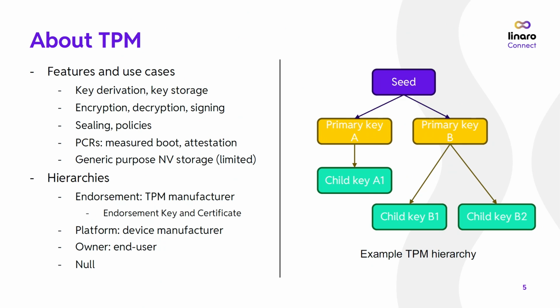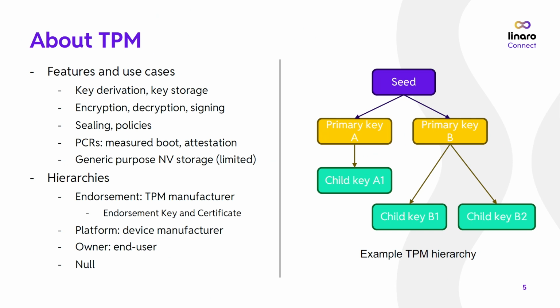There are 4 hierarchies in the TPM. The first one is the endorsement hierarchy that's owned by the TPM manufacturer, with the primary key derived from the seed of the endorsement hierarchy. The key that's derived from this seed is called the endorsement key, and what the TPM manufacturer will do is create a certificate for this key and put it into the non-volatile storage of the TPM. So later a client can verify that it's talking to a genuine TPM by that manufacturer.